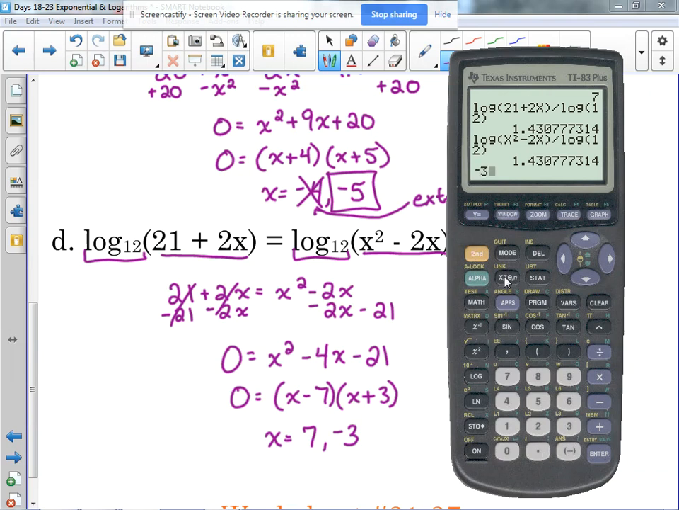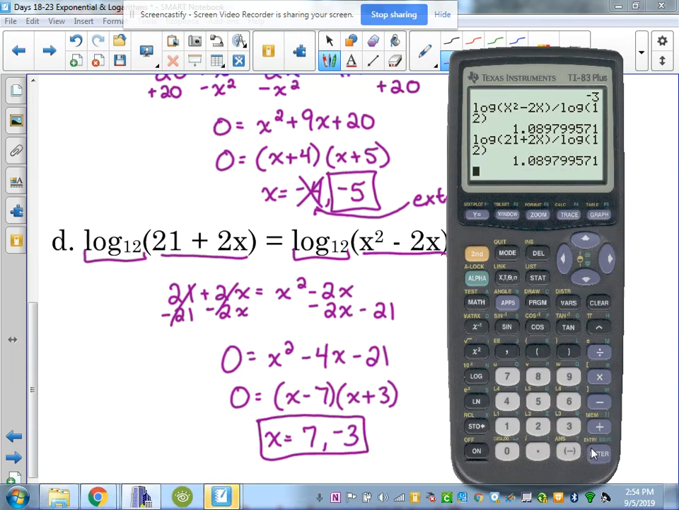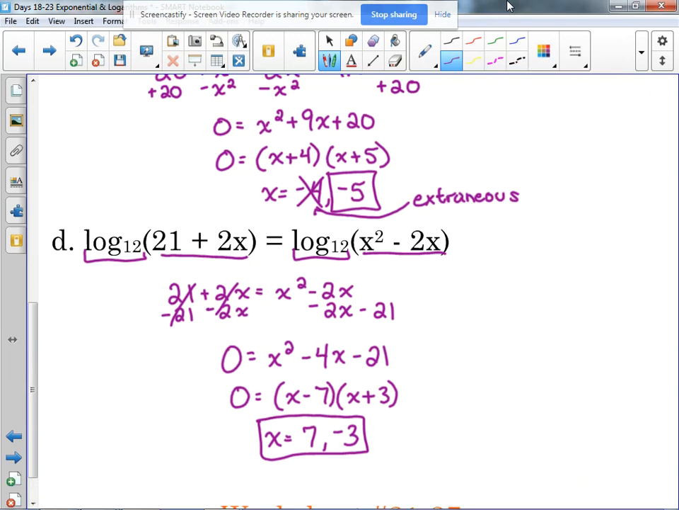I can store negative 3 as x. And then here's a little shortcut. Second enter. That way I don't have to type all that stuff in again. And then I just keep doing that until I get back to the entry that I need. Both of those, the left side equals the right side, so both of those solutions check out.